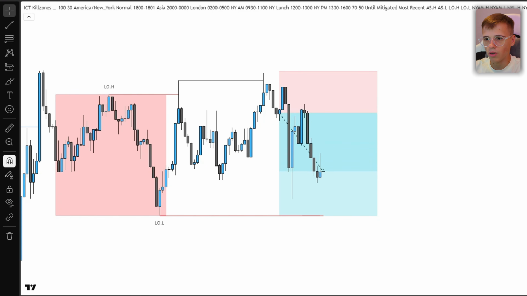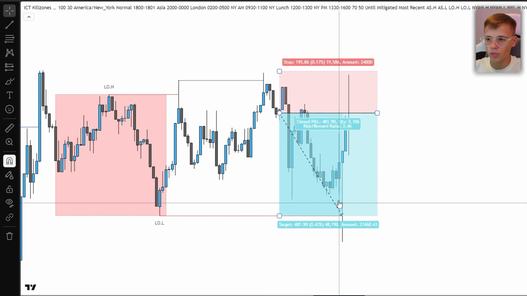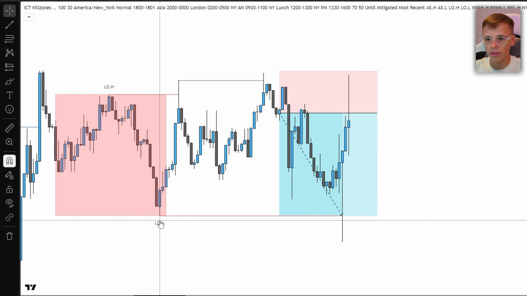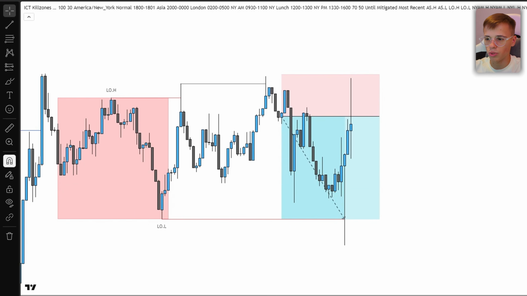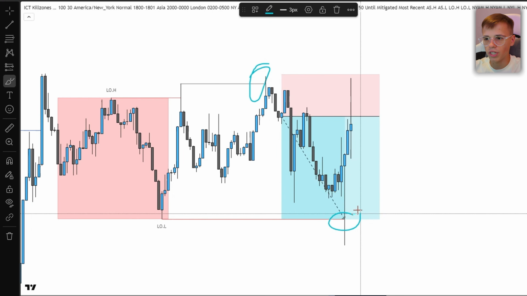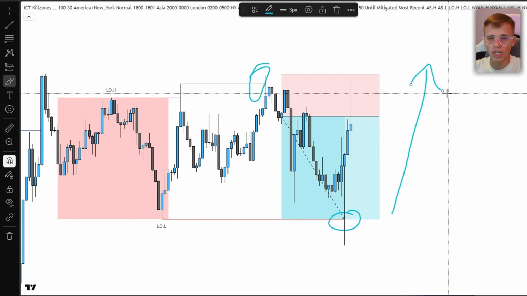So we spike to the downside, and yep, in the end we just spiked and took all the liquidity from the London session. And later in the video I'm going to show you exactly how we can use all of this to our advantage to catch moves from here to here, then from here again to the upside, so we can literally play ping pong with the market.